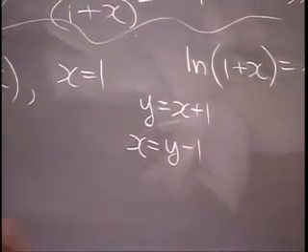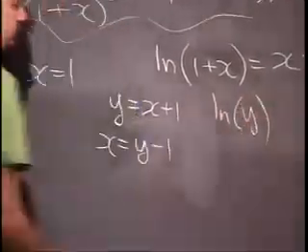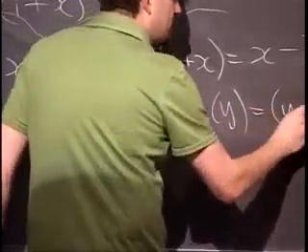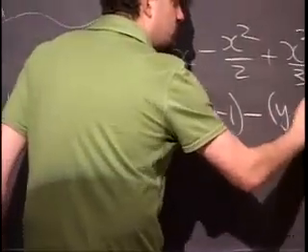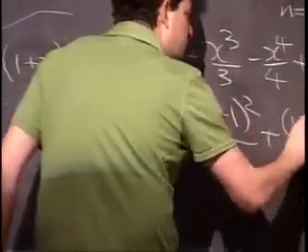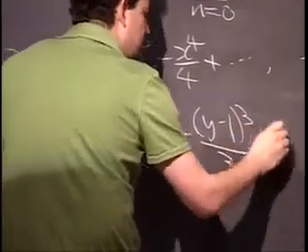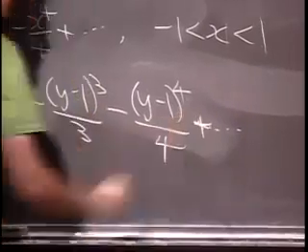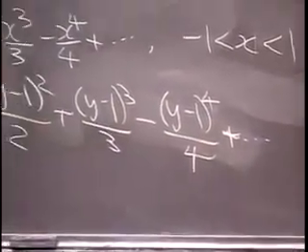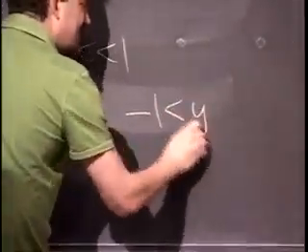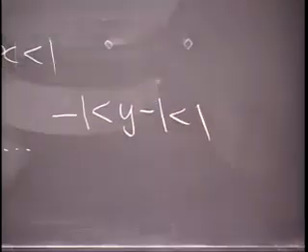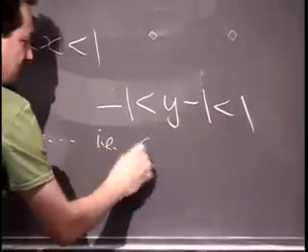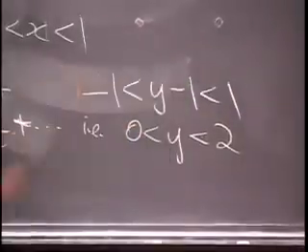I will get log of y. After all, y is the same as x plus 1, is equal to y minus 1 minus quantity y minus 1 squared over 2 plus quantity y minus 1 cubed over 3 minus quantity y minus 1 to the 4th over 4, and so on. And that's valid. Remember, x is equal to y minus 1. So that's valid when minus 1 is less than y minus 1 is less than 1. And if I add 1 to all three of these quantities, I get 0 less than y less than 2.